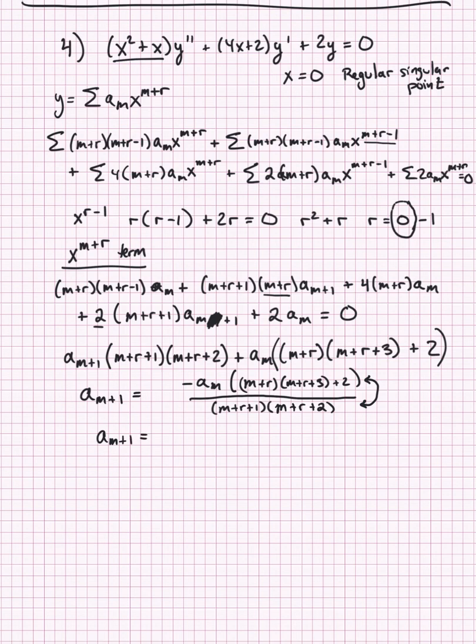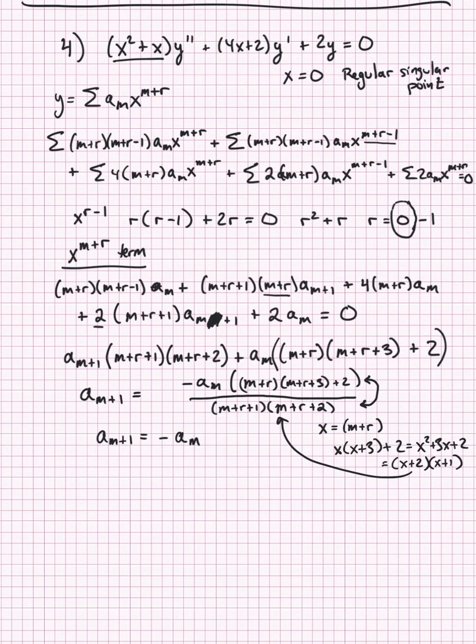So we just end up with a_{m+1} equal to minus a_m. Okay, so why is this? Well, maybe it's easier if you just set x equal to m plus r. Then notice the top is x times (x plus 3) plus 2, x squared plus 3x plus 2, which is (x plus 2) times (x plus 1), and that's exactly what the denominator is. So they turn out to be equal.